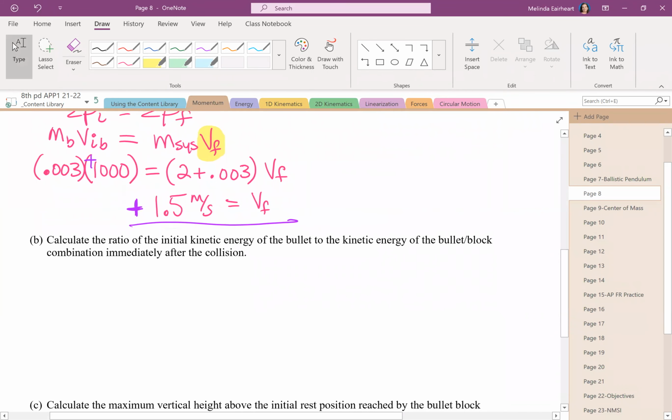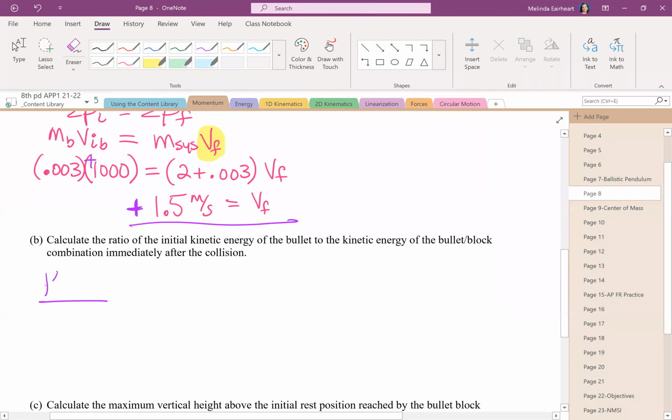B says, calculate the ratio of kinetic energy of the bullet initially to the kinetic energy of the bullet block combination immediately after. Ratio, what's the equation for ratio? I don't see that on the formula chart. They just gave it to us in the problem. The ratio, so usually it's like 2 to 1 or something, right?